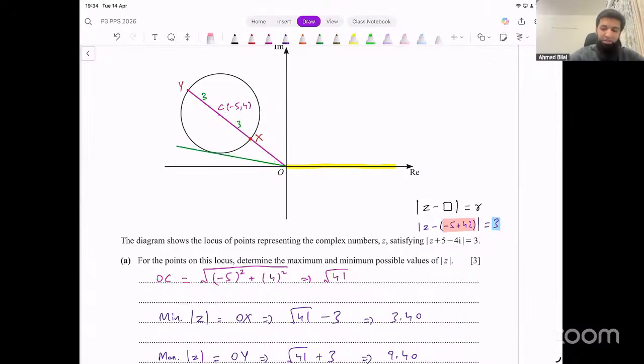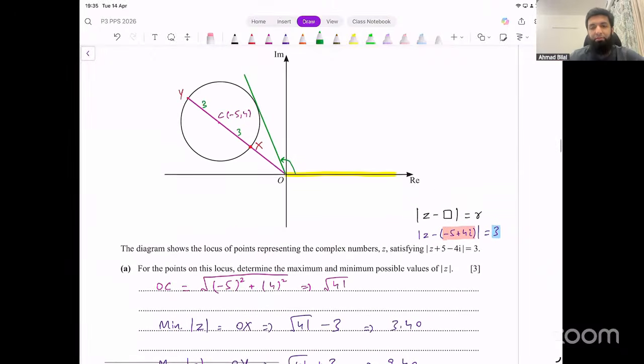Not on the other side, because remember, we are measuring angle from the positive real axis. So the angle is increasing in this direction. So the first time we touch the circle, that will be a tangent at this point. This is where the argument is going to be least. We are looking for this particular angle. That will be the least argument.